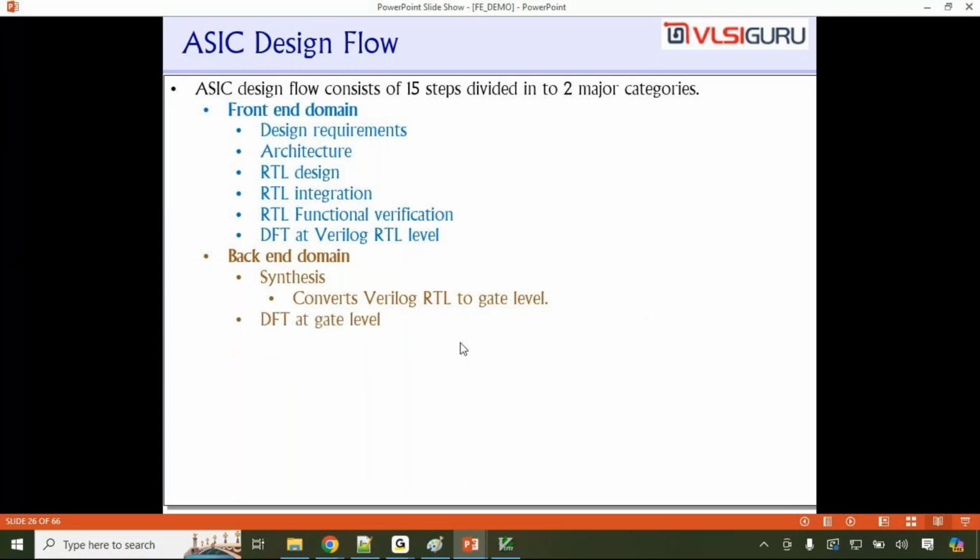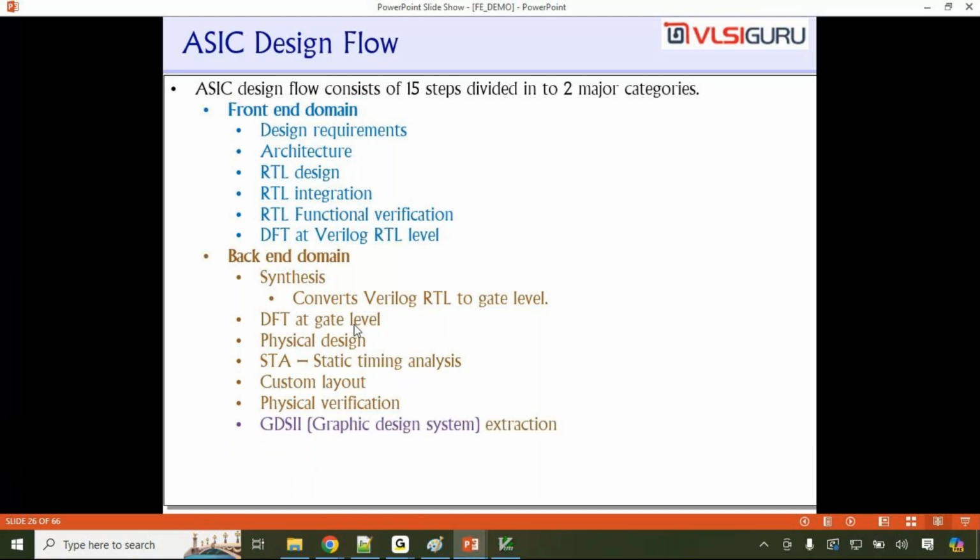Once the synthesis is done, then we do DFT at the gate level also, design for testability at the gate level. Then we do physical design. Then we do static timing analysis, what we are calling timing verification. Then we do custom layout, physical verification. Right now, don't really worry about all this. You probably won't know what is meant by physical verification or by STA. So don't worry. It is not expected for you to understand everything. We are trying to understand the flow at the top level.